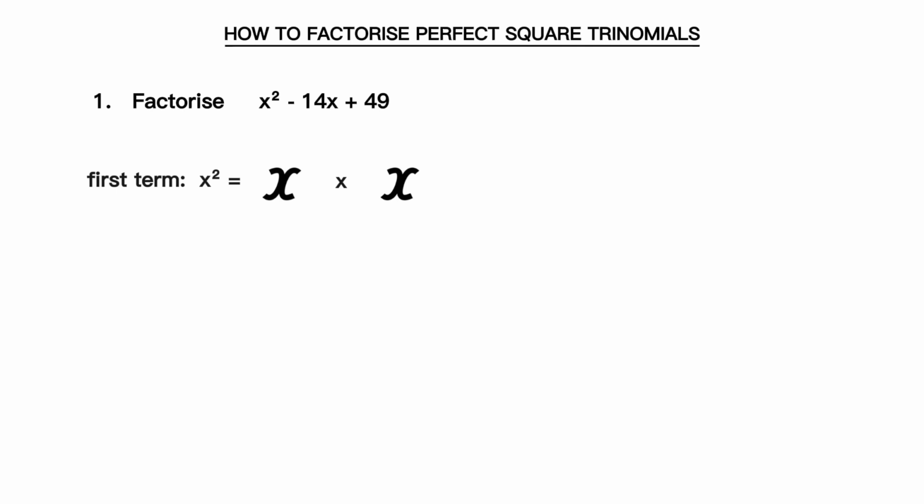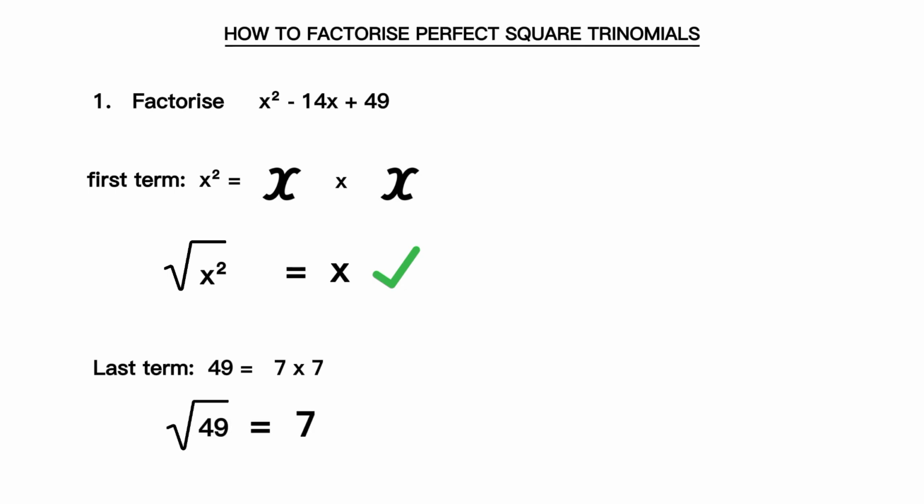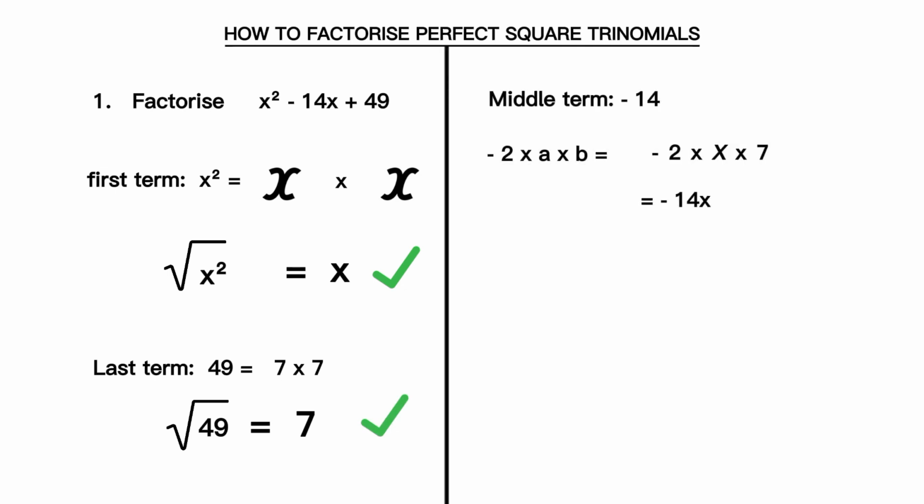Step 1. First term is x squared. Square root of x squared is x. Perfect square. Step 2. Last term is 49. Square root of 49 is 7. Perfect square. Step 3. Middle term.